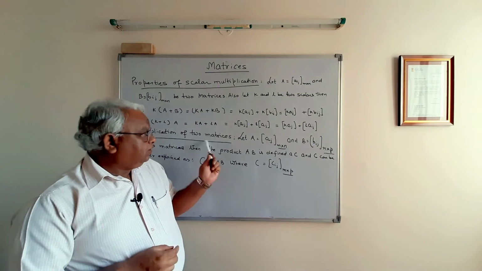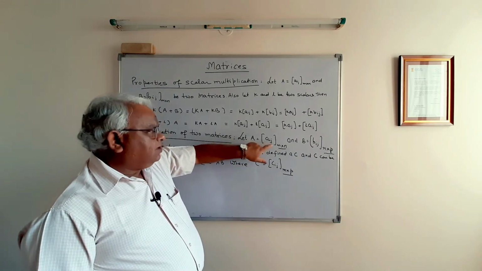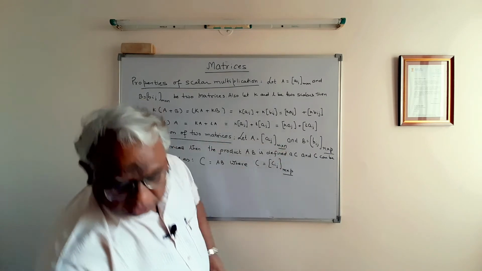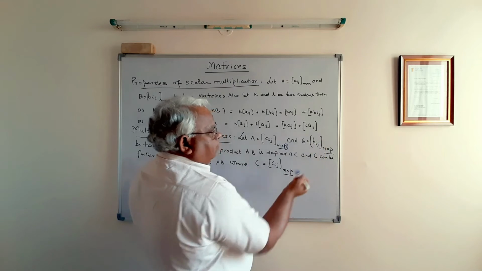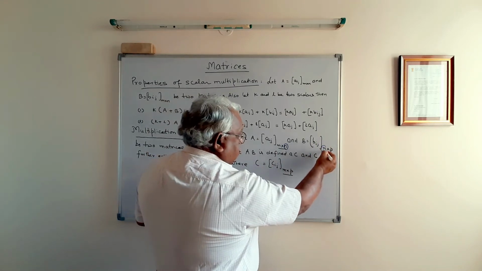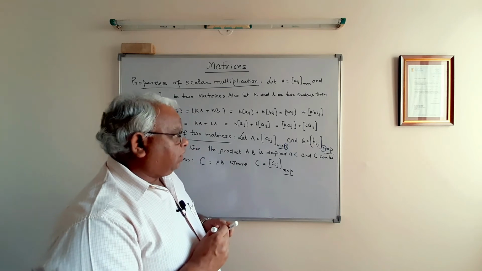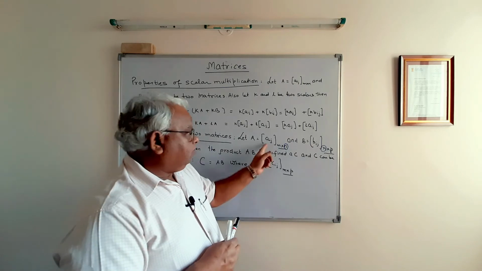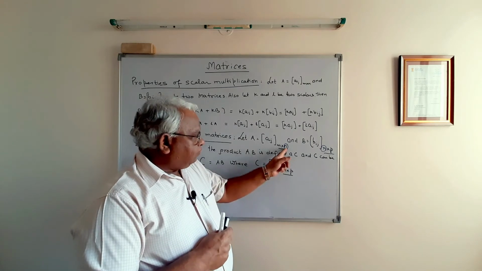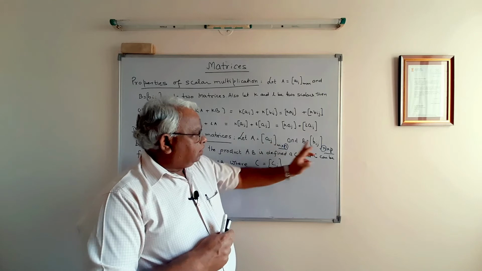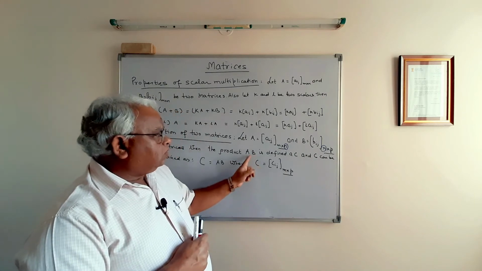Let us try to understand what the definition says. The definition says A is a matrix Aij whose order is M cross N, and B is a matrix Bij with the order N cross P. So you can understand the relation between A and B and under what condition AB is going to be defined. AB is going to be defined when the number of columns in matrix A is equal to the number of rows in matrix B.